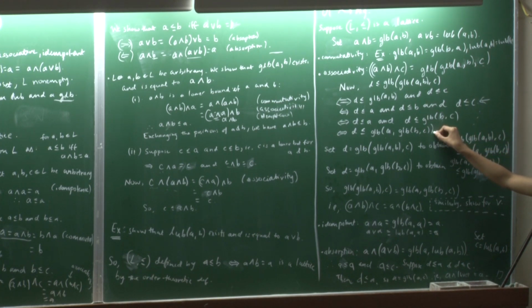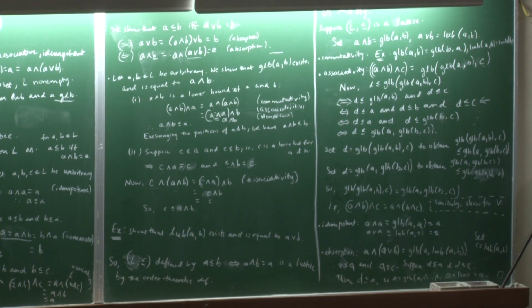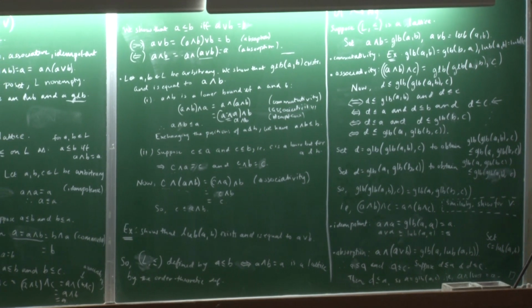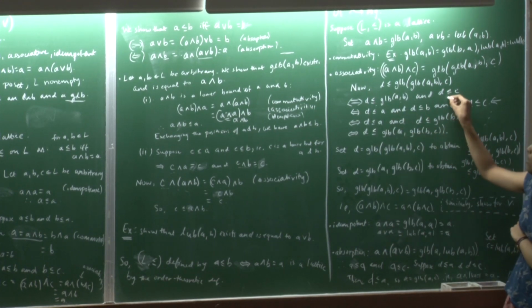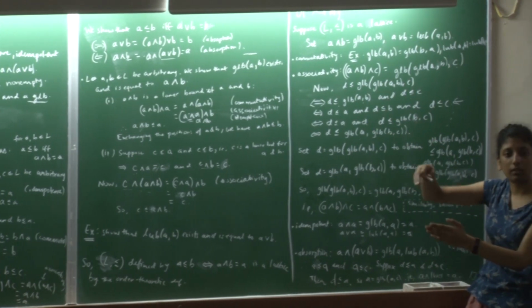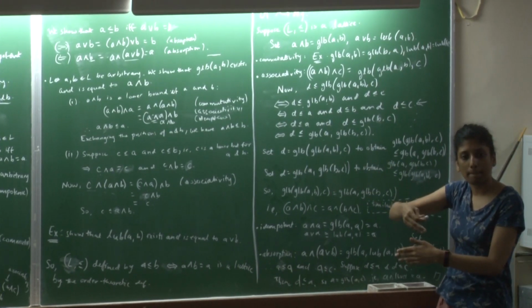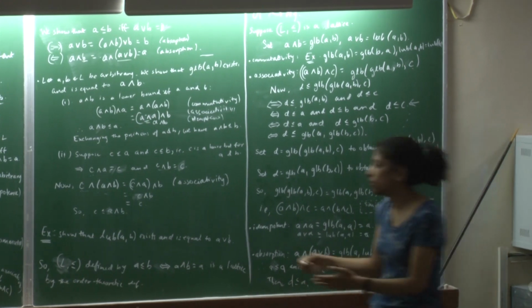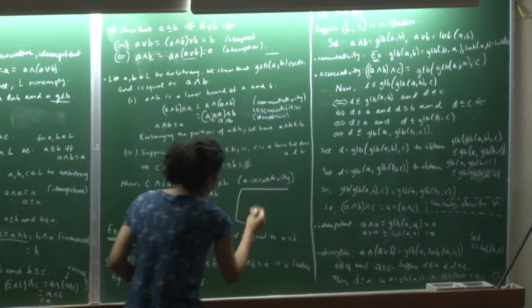Yeah. How can you say that D is less than or equal to B and D is less than or equal to C implies D is less than or equal to GLB of B and C? That's the definition of GLB, right? If you have a lower bound for both of these, then it has to be less than or equal to the greatest lower bound. What is the definition of a lower bound?